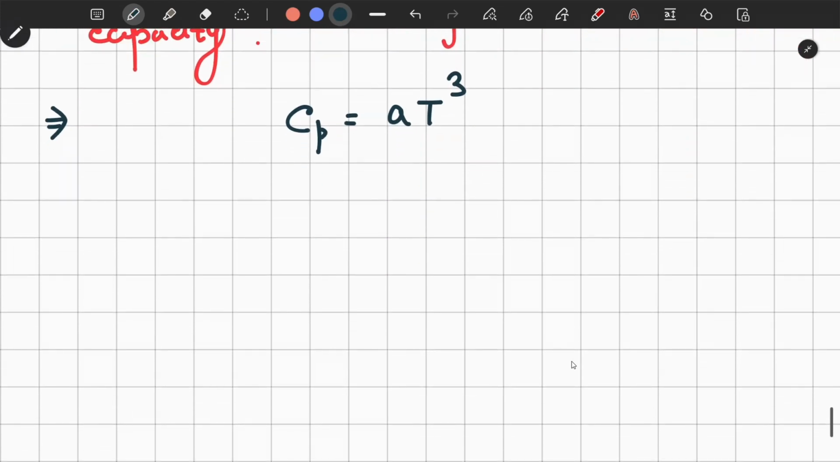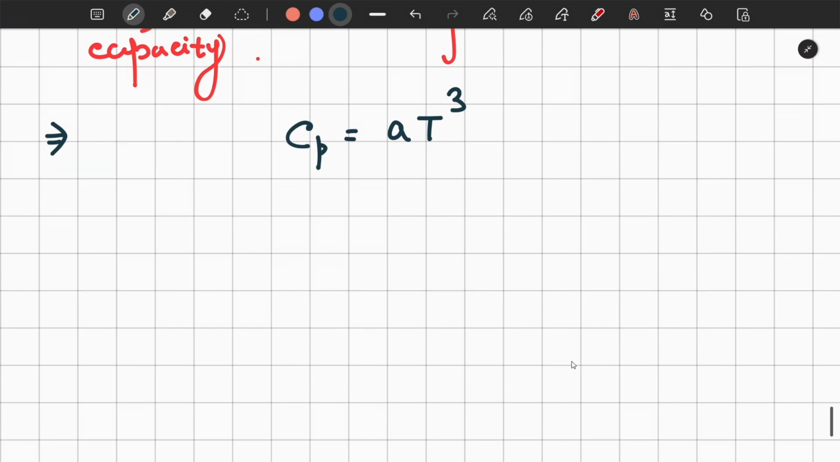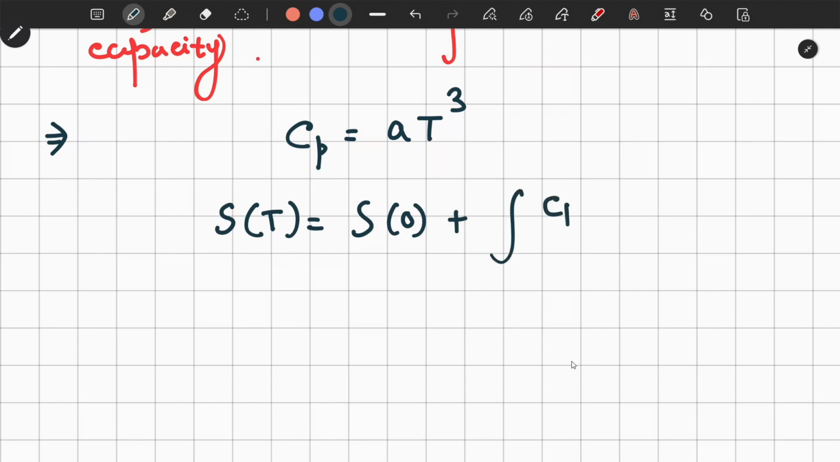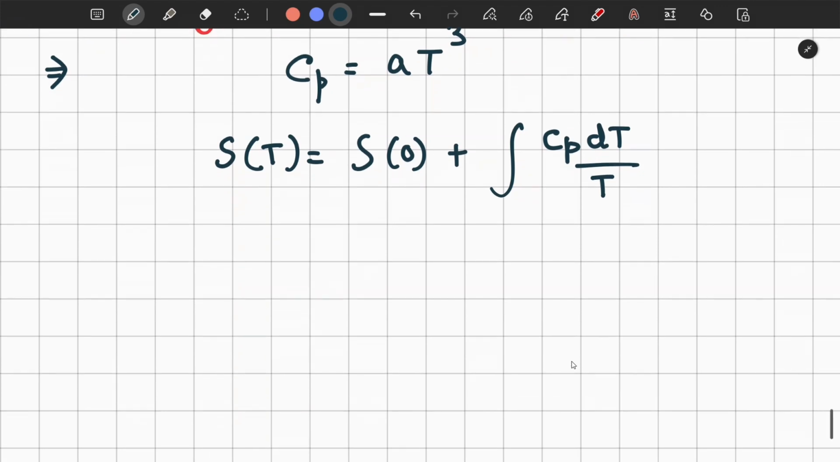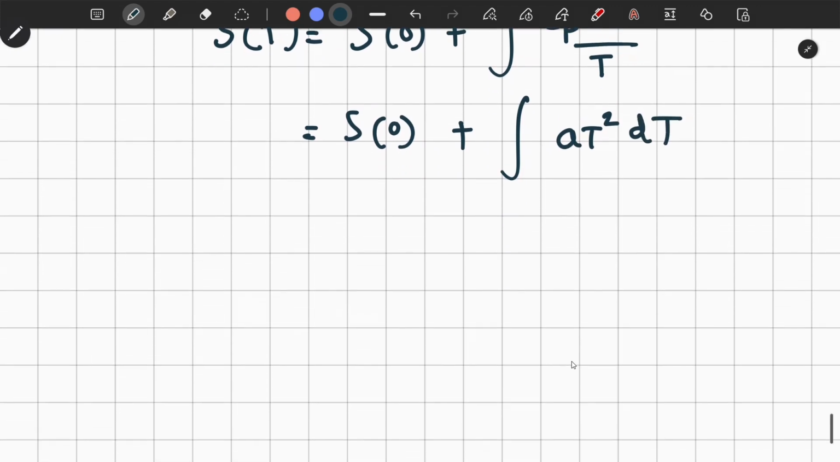So now it is Cp equal to this. Then what will be our S(T)? We have already derived it. Cp is given as A T cubed by T, so it will be A T squared dT, and the integral from 0 to T.